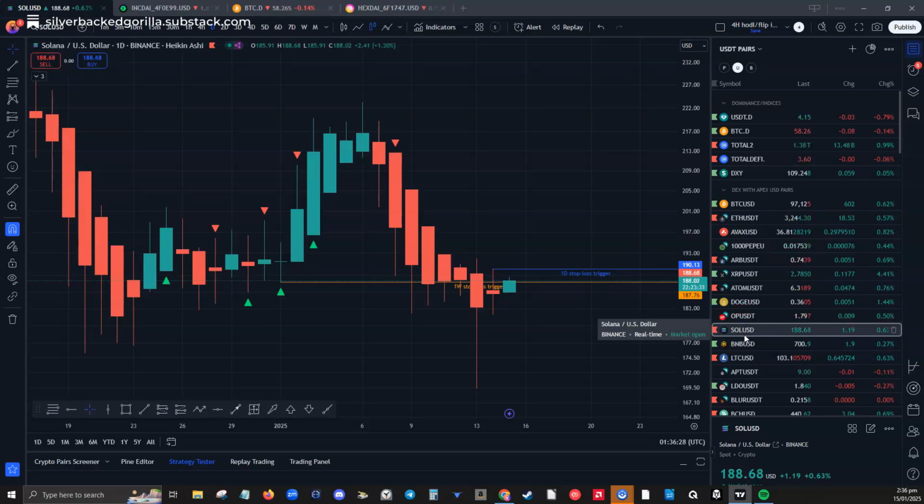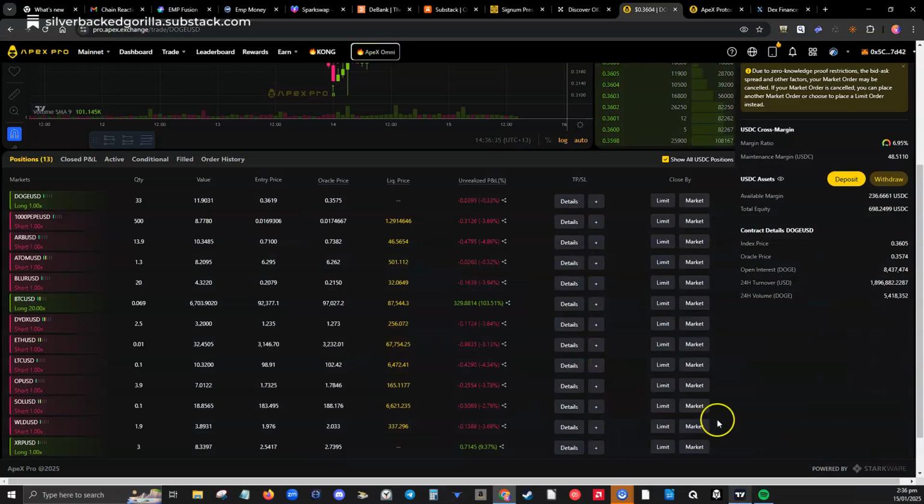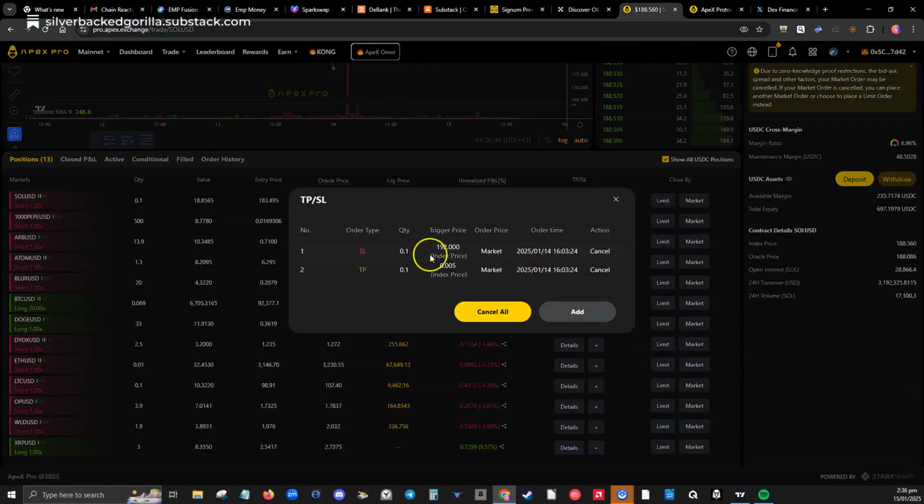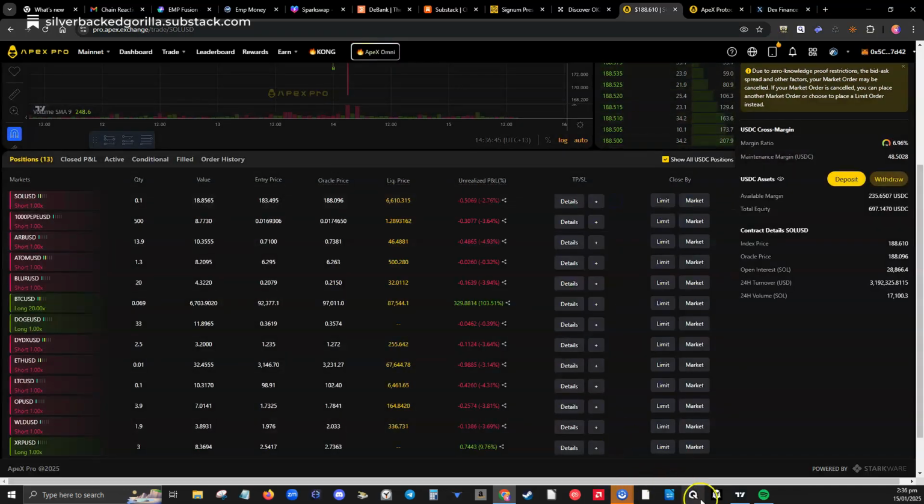Solana is still a current short. The stop loss is 190.13. Solana 190.13. Yeah, that's close enough. We've got a stop there.